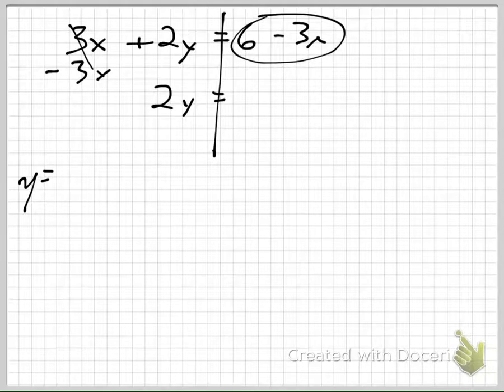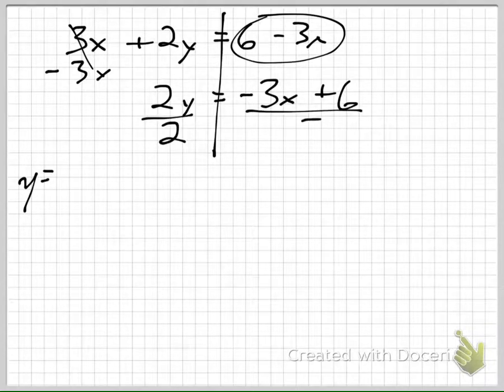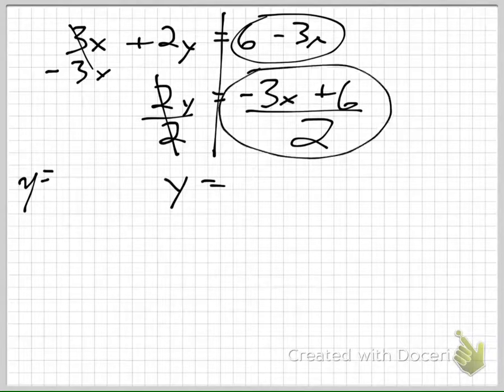2y equals, I need to switch those around. I need this to be in slope-intercept form. So what comes first, the plain old number or the x? Negative 3x plus 6. Is the y happy yet? No. Divide by 2. Divide by 2. Do you remember doing this yet? Y equals. I have this ugly thing. It's not written in slope-intercept form.